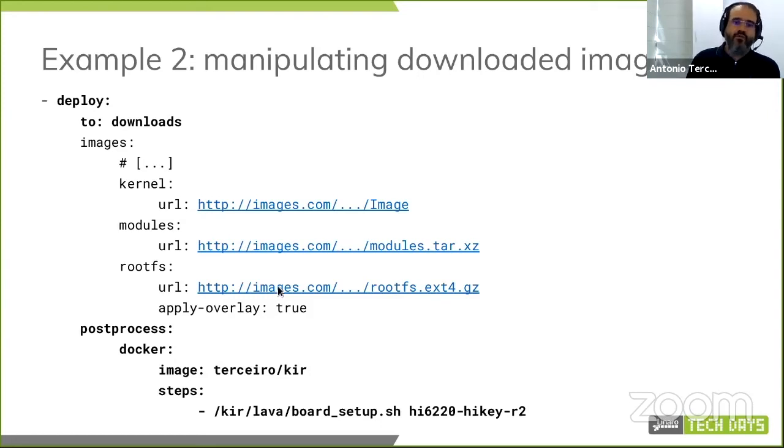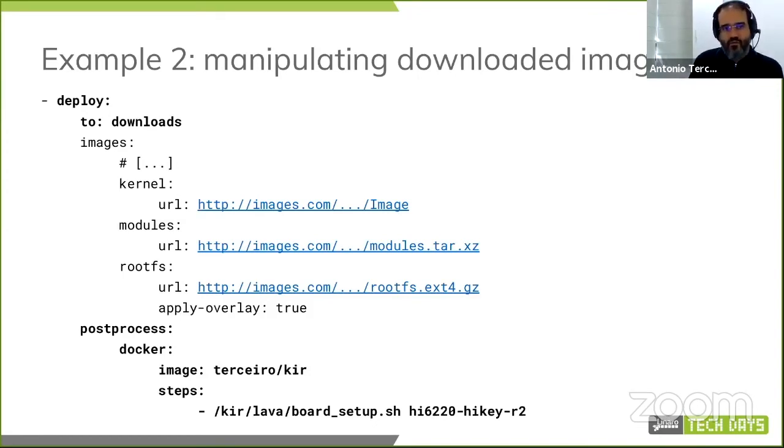And then you have now a post-process section for the deployment, where you specify the Docker image you want to use and what commands you want to run in the Docker image. In this example, we are using Keer, which is a tool developed by the LKFT team, which does this merging of images. So it will, for instance, take the rootfs image and inject the kernel modules inside it and generate a new image with the rootfs already pre-populated with the kernel modules. And then it modifies the files in place where they were downloaded.